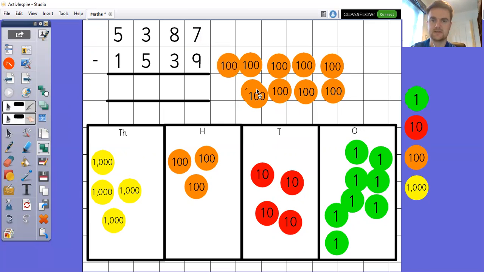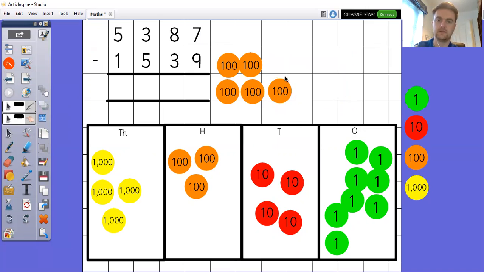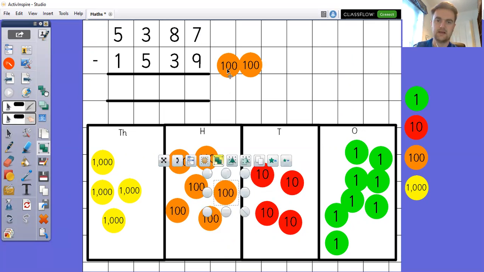There we go. There's my 10 hundreds. Now I need to take 5 away. So let's go with 1, 2, 3, 4, 5. Get rid of them. Put these in here, which leaves me with 800s.